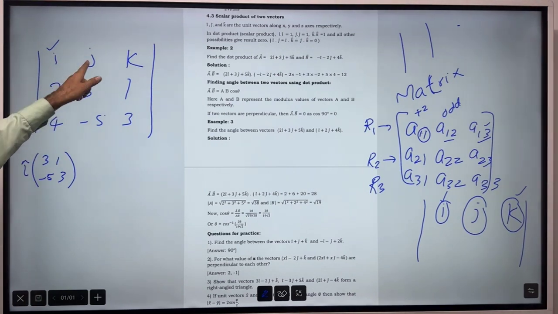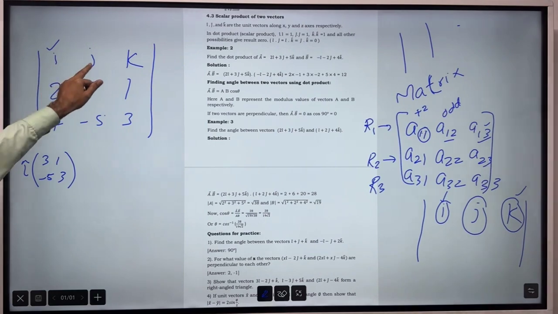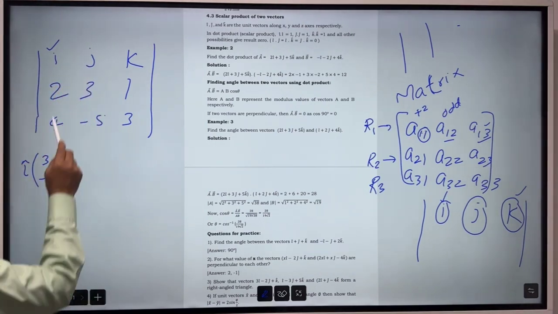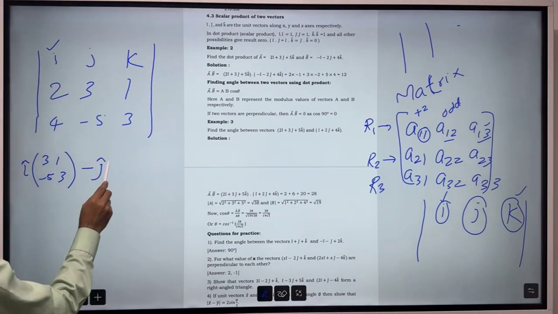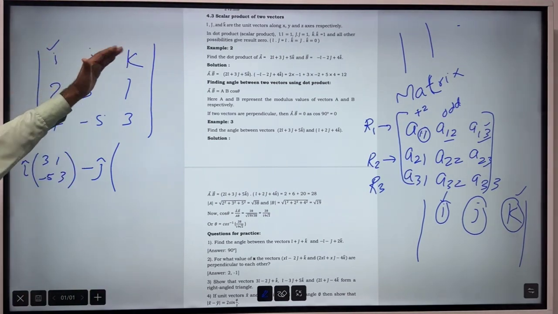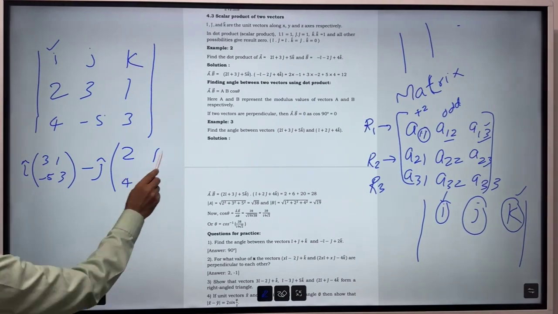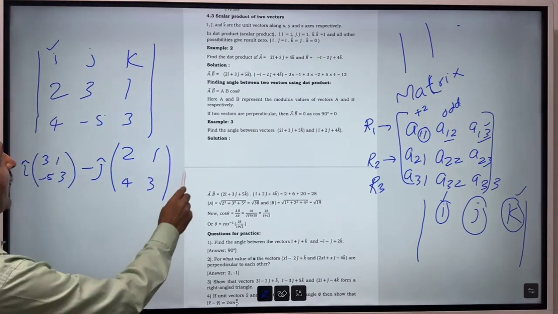Then take this, but its position is odd. This is A11, this is A12, and 1 plus 2 is 3. So here we write minus j cap, and then again we leave that column and that row. What is left is 2, 1, 4, 3. Then we take k.